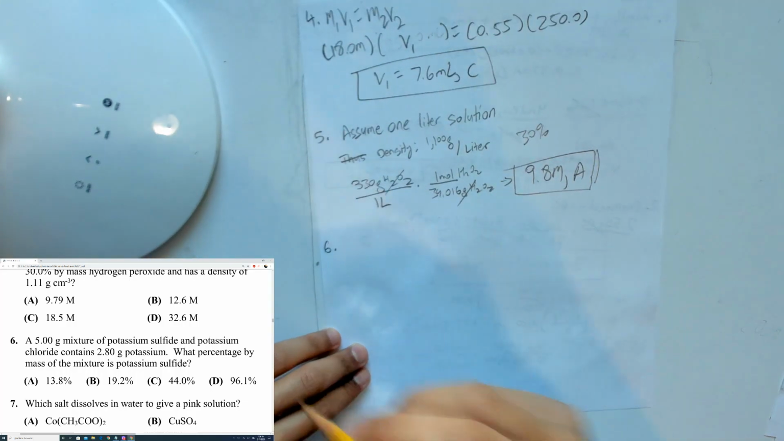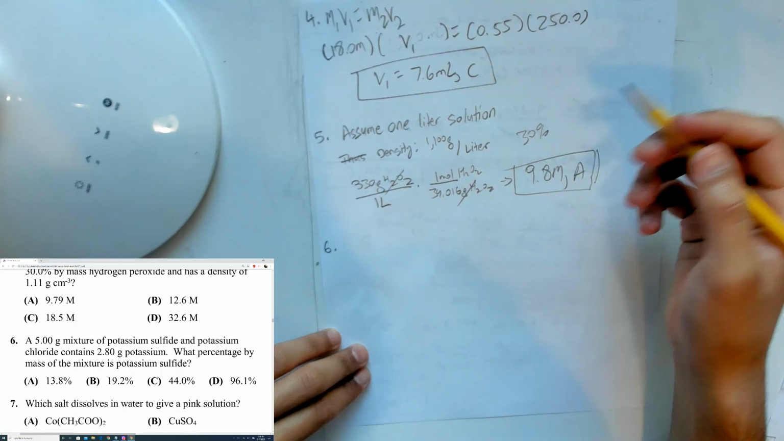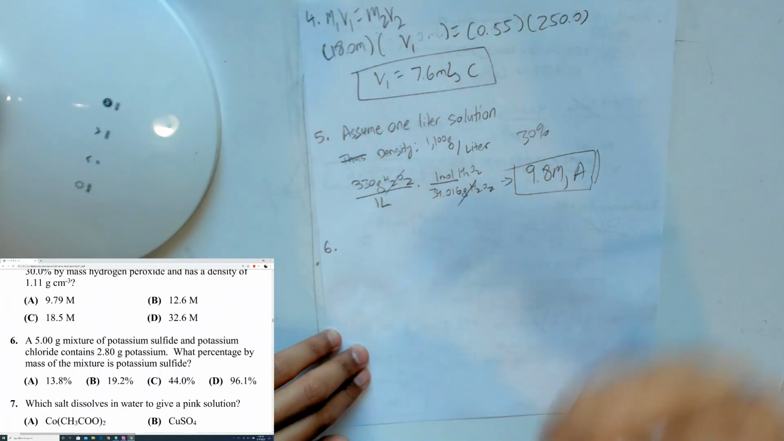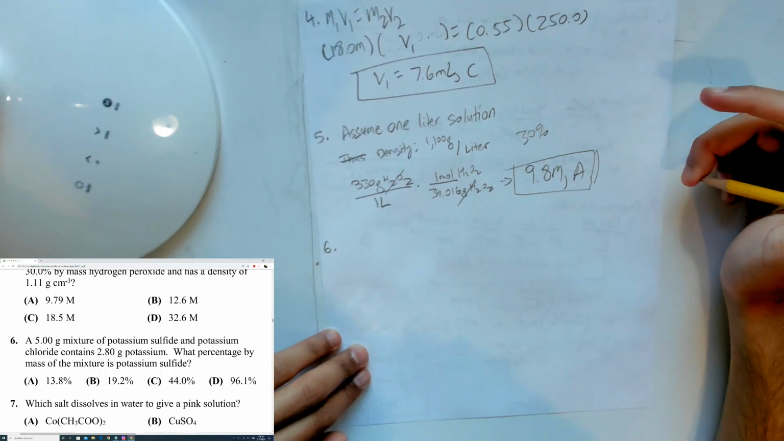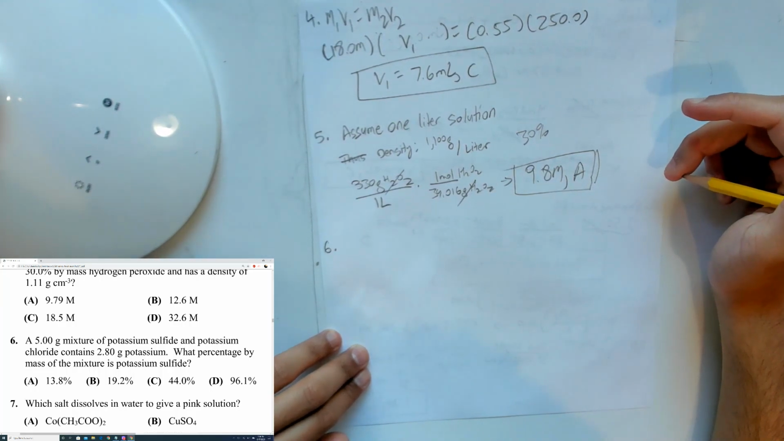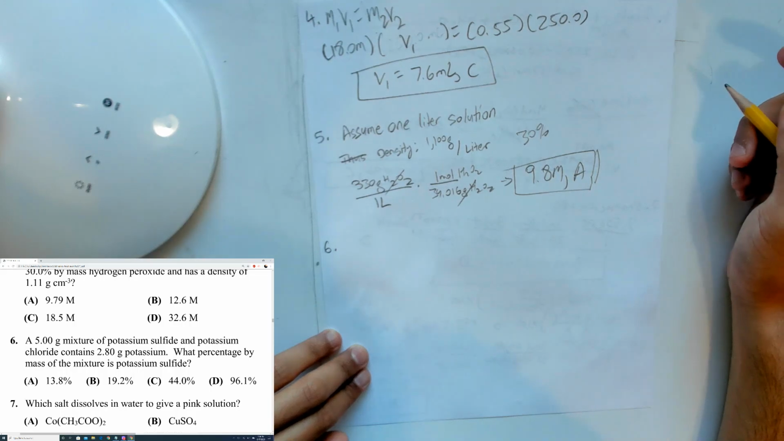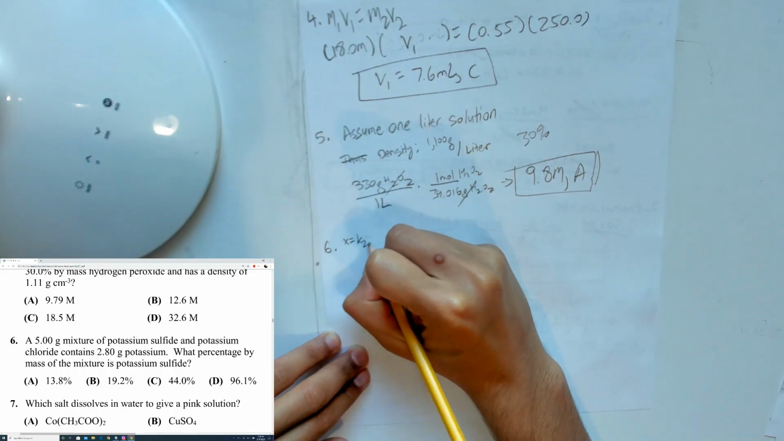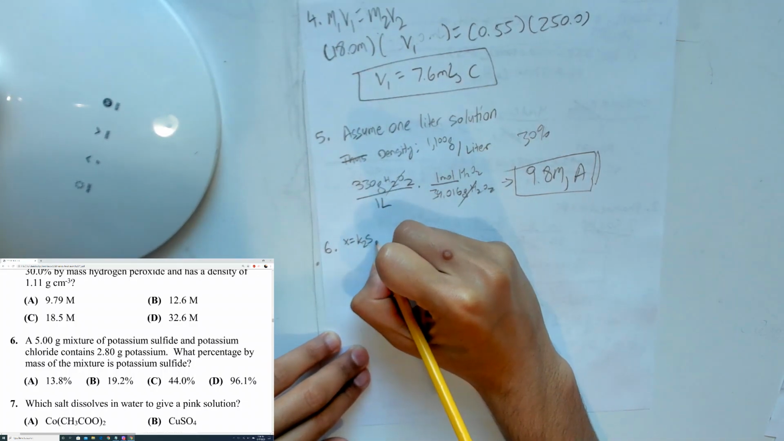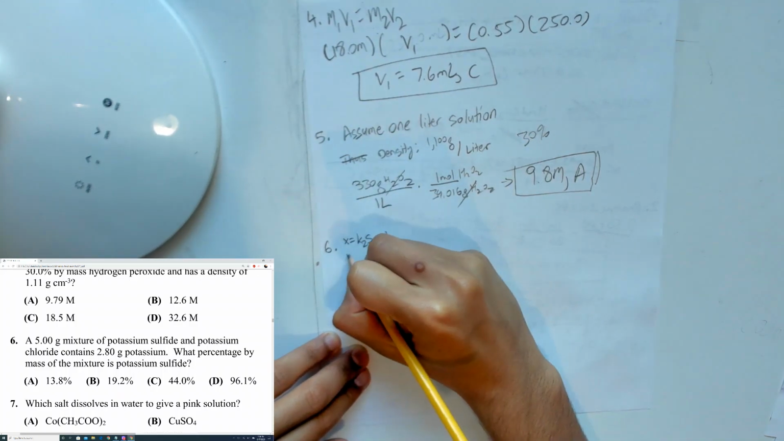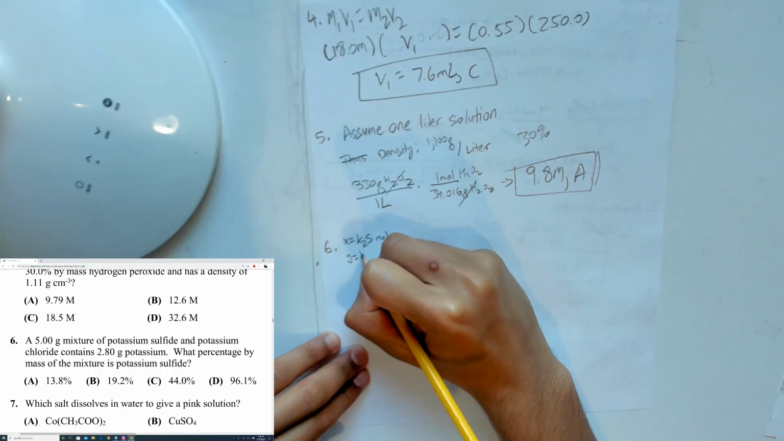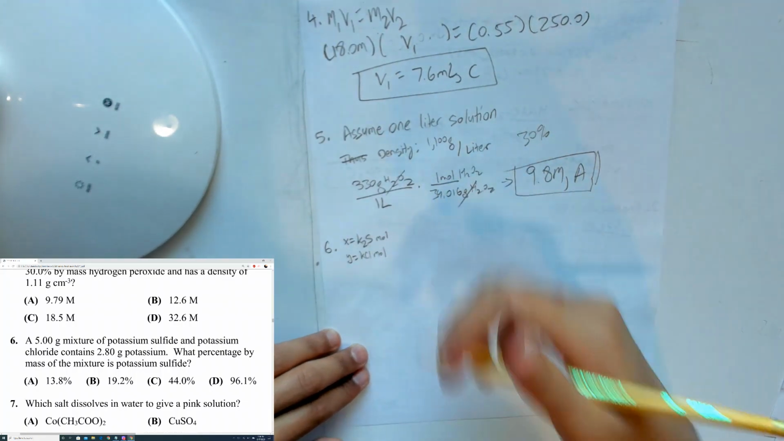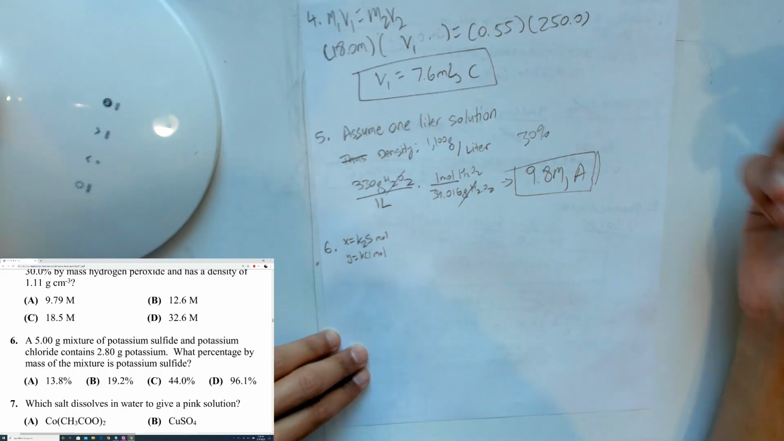So a 5 gram mixture of potassium sulfide and potassium chloride contains 2.8 gram potassium. What percentage by mass of the mixture is potassium sulfide? So we're going to set up our variables. X is going to equal the moles of potassium sulfide, K2S, and Y will equal the moles of potassium chloride. Now, we have a 5 gram mixture of potassium sulfide and potassium chloride.